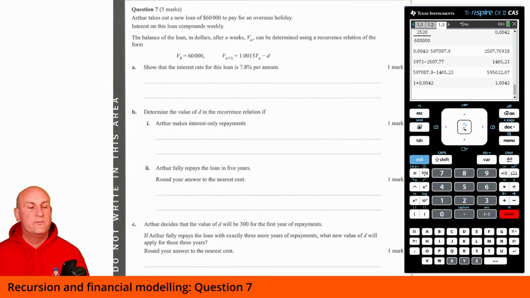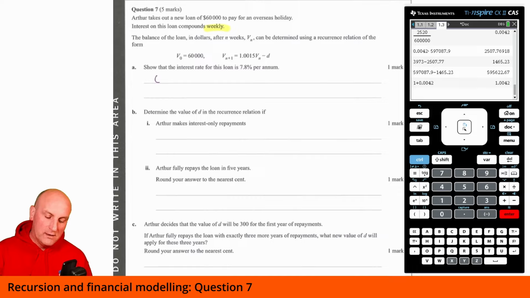Interest on this loan compounds weekly. Ooh, they are throwing all of the ones this one time, aren't they? The balance of the loan in dollars after n weeks can be determined using the recurrence relation of that form. Okie dokie. Show that the interest rate is 7.8% per annum. To show that, you've got to do the calculations, right?